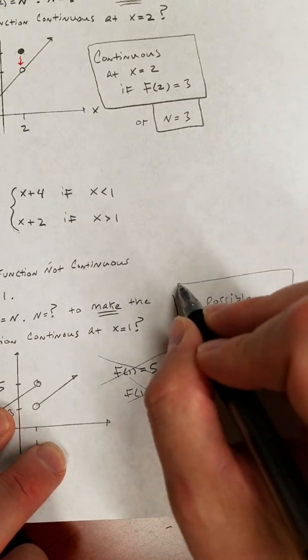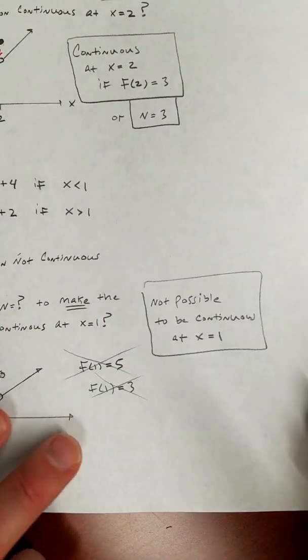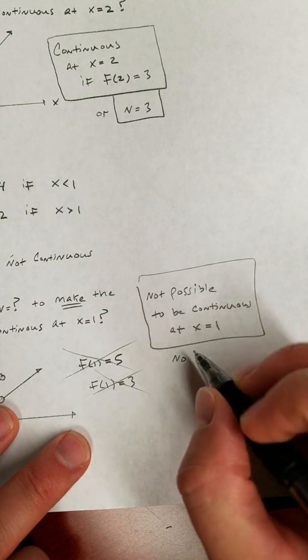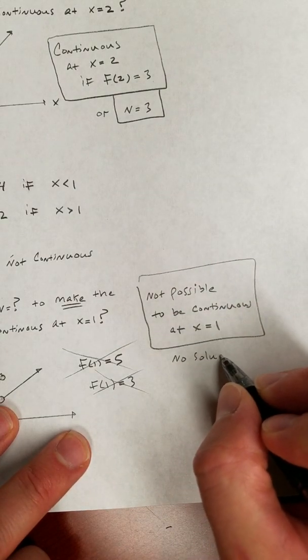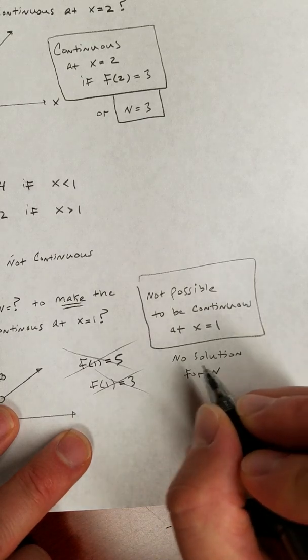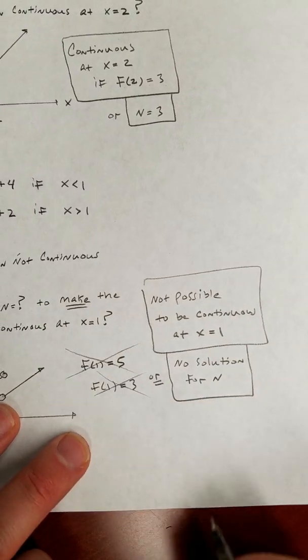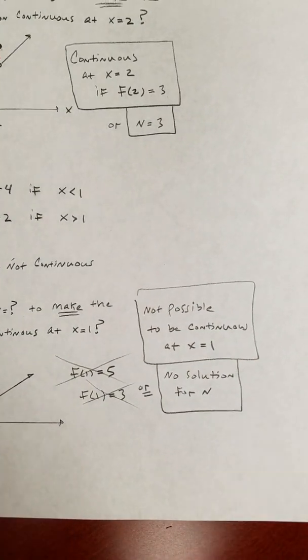Okay? To answer the question directly, what does that n have to be? F of 1 needs to be n. It just means there's no solution to n. So we could answer it either way. Okay? Both of these would be a response to that. All right.